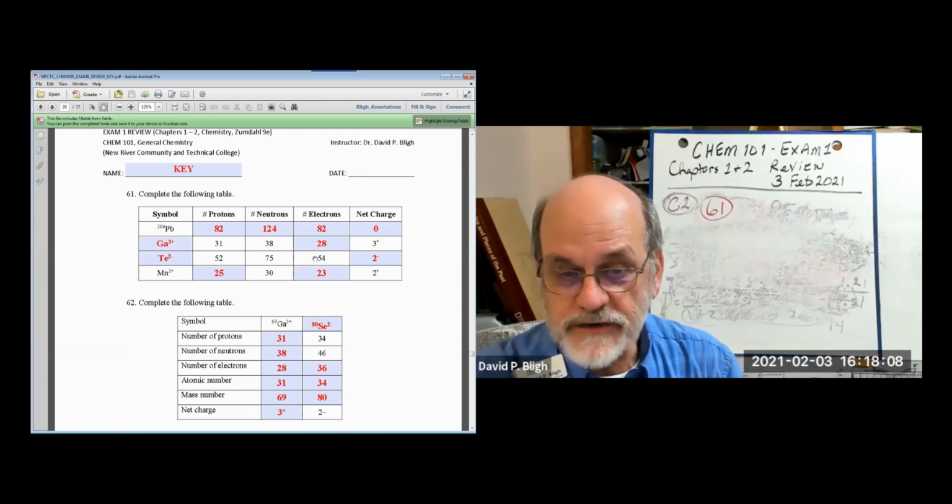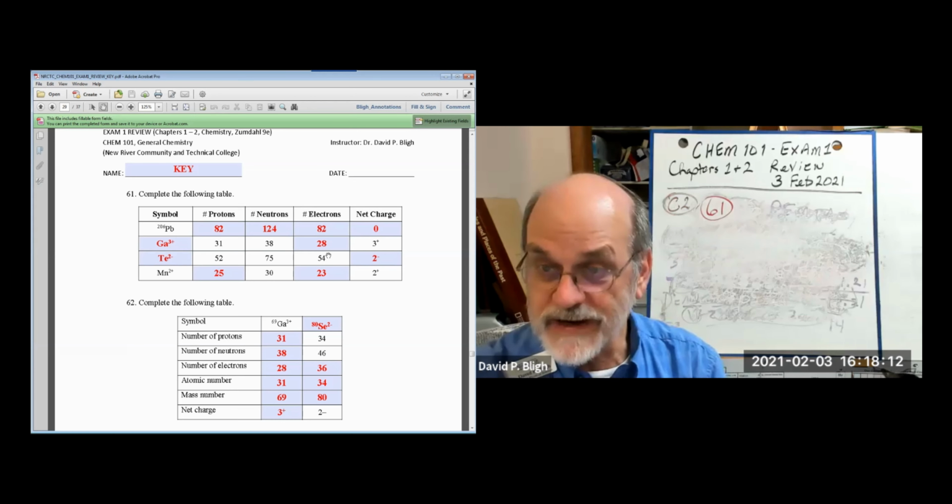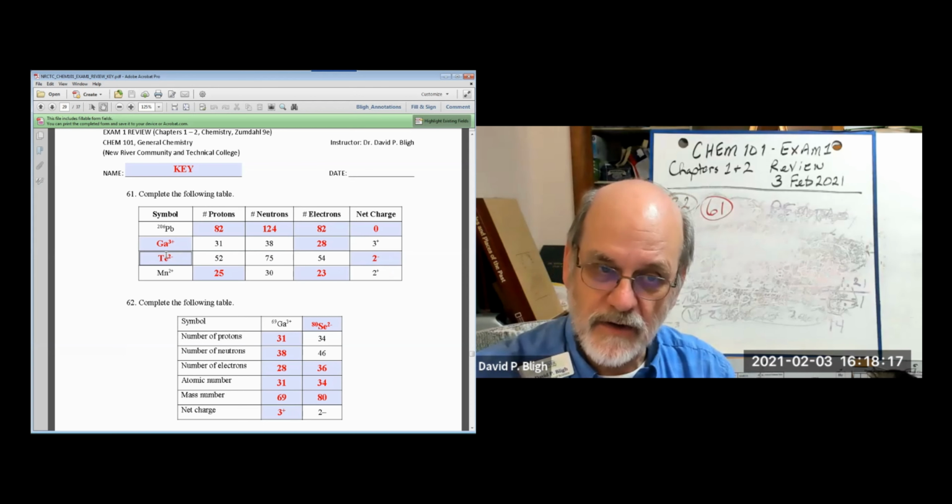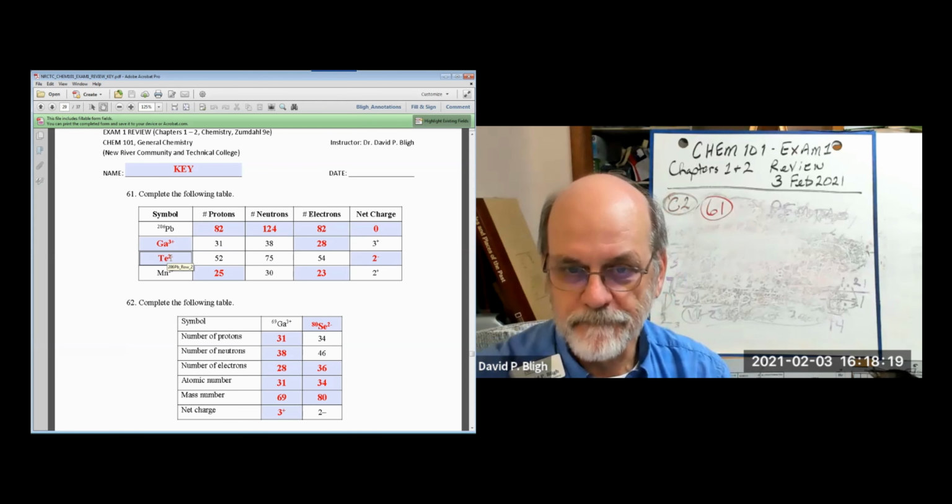Then the number of electrons is given as 54. So what's the charge? Well, you've got two extra negatives, which means two minus. Then you put the two minus on the symbol. That one's done.